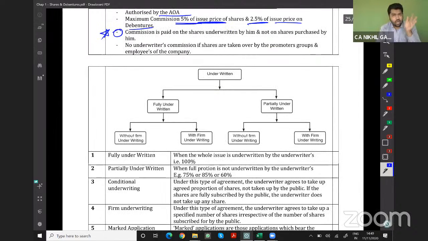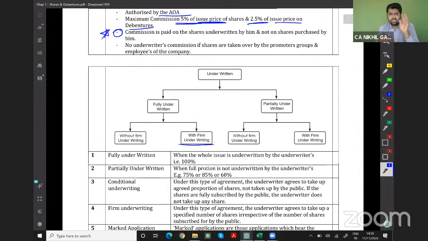Types of underwriting: 100% underwriting and partial underwriting. 100% means I will take 100% of your shares. Partial underwriting means I will take 60%, 70%, or 80% of your shares. Then it is further bifurcated into without firm underwriting and with firm underwriting. With firm underwriting means I will purchase minimum 1,000 shares. Minimum this much amount of shares I will purchase. That is known as firm underwriting.